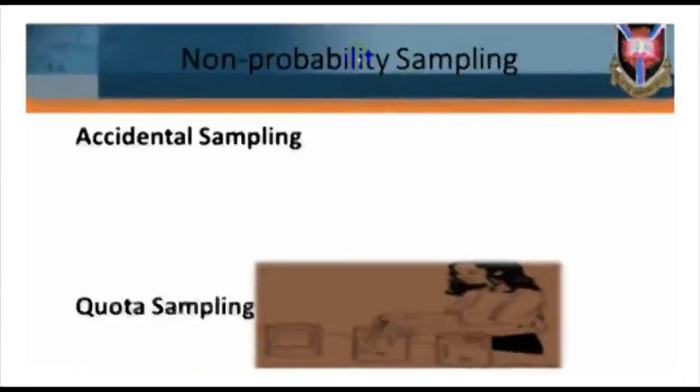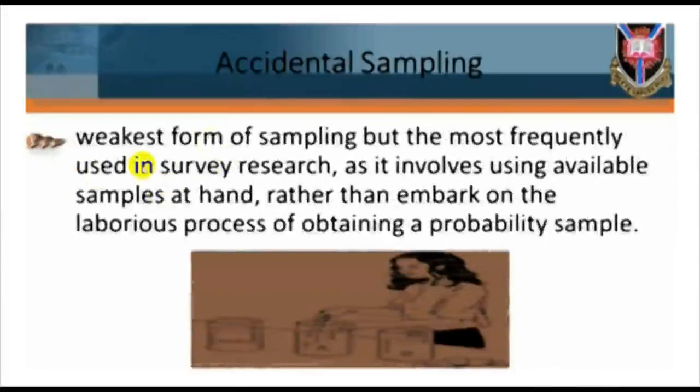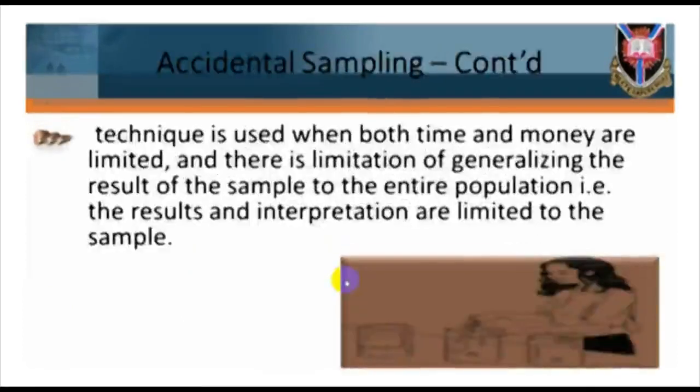Non-probability sampling. A. Accidental sampling. It is the weakest form of sampling, but the most frequently used in survey research. One simply takes available samples at hand rather than embark on the laborious process of obtaining a probability sample. A good example is the distribution of research questionnaires indiscriminately to people as they are found. Also are interviews of persons on the street by news reporters.